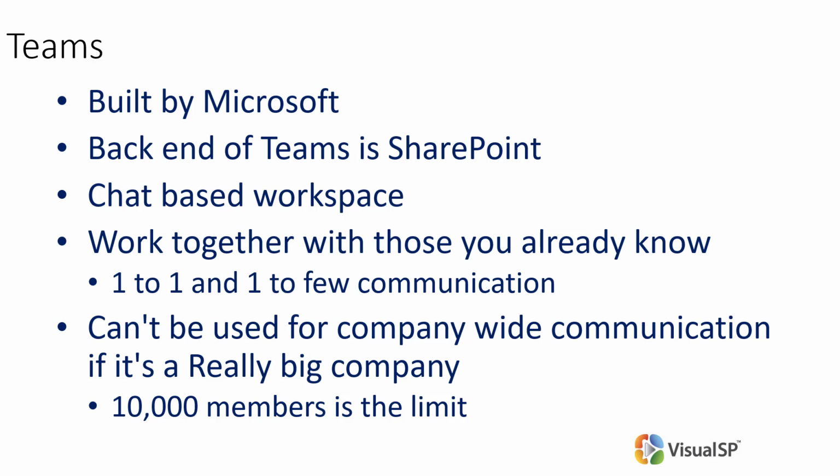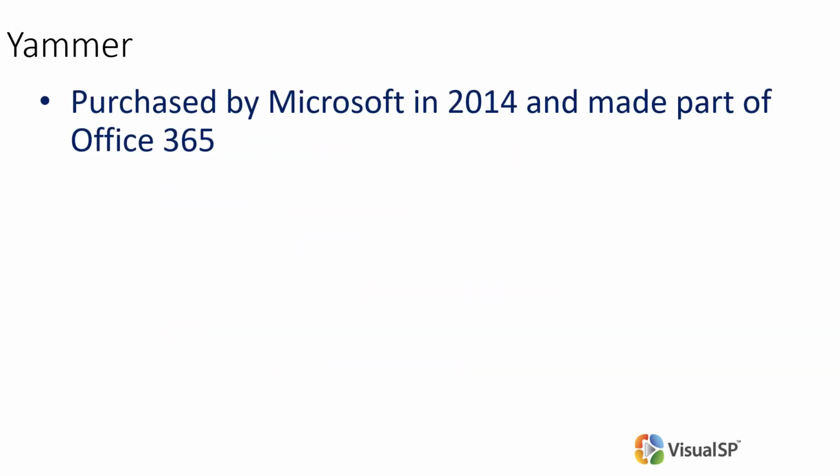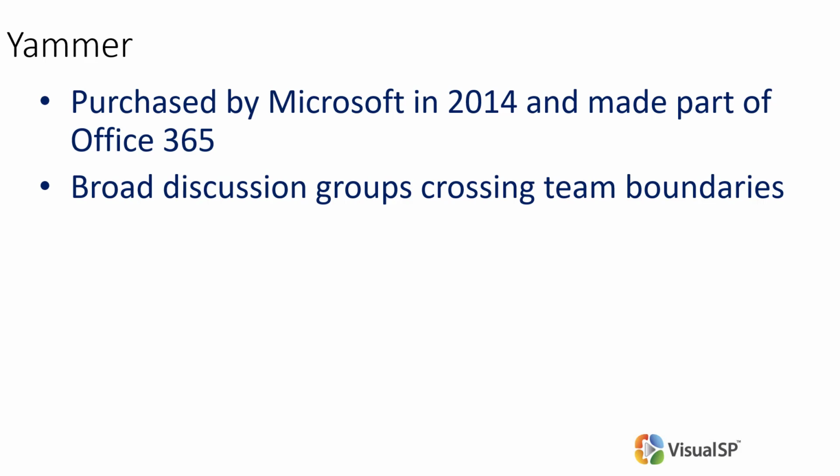So if your company is 20,000, 30,000, 100,000, then you need a different system to be able to make company-wide announcements. For example, if you want to make that, it cannot be done in Microsoft Teams because it does have a limit. You can't have everybody in one team. Yammer, it was purchased by Microsoft in 2014 and became part of Microsoft Office 365. It does have very broad discussion groups, and you can cross team boundaries with that.